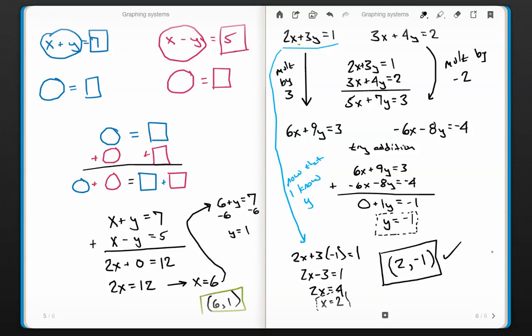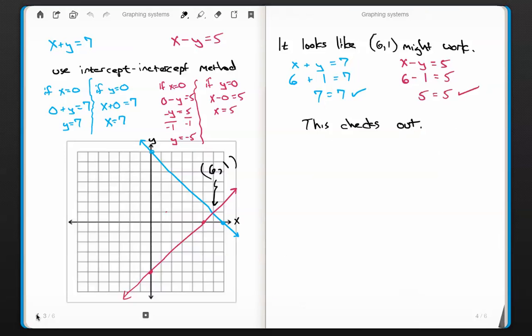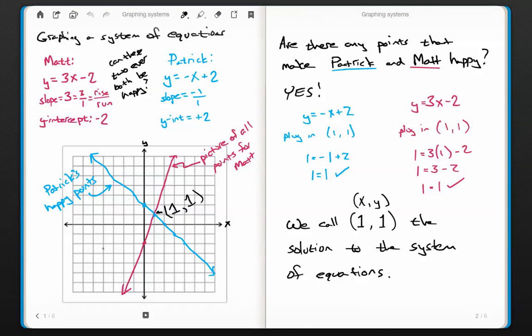All right. So I'm going to leave it at that. No, actually, let's do a quick review. Let's go back to the beginning. What did we do? We graphed a system of equations. And we drew all the points that make Patrick happy. And we drew all the points that make Matt happy. And we discovered that there's one point that makes both of these guys happy, and that's 1, 1. We plugged that point 1, 1 into both original equations and discovered that that works. Okay? So, that's the solution.